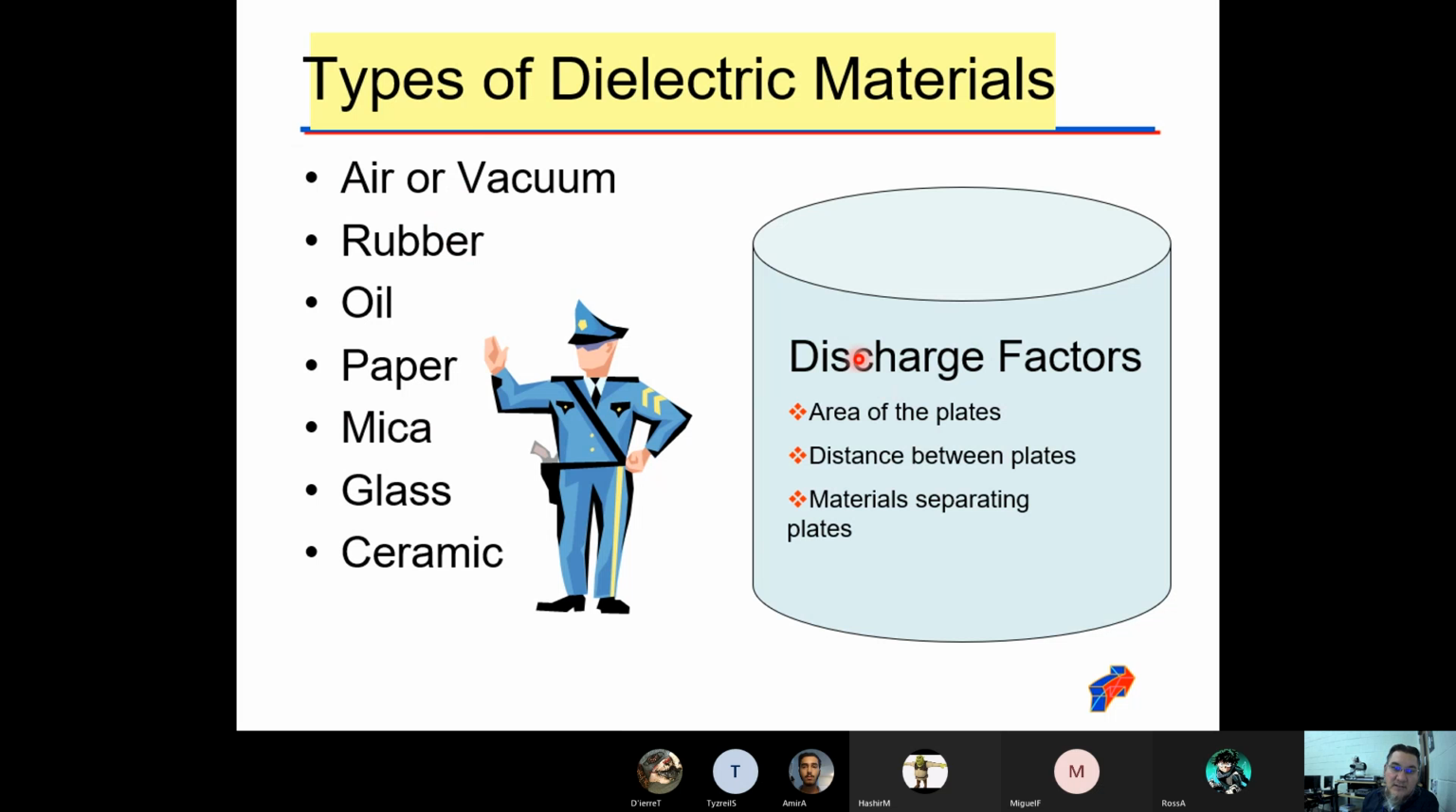Okay, some of the factors that change the discharge, or change how much charge it can handle: how much area of the plate you have that's holding the electrons, how much room is there; the distance between the plates, the farther the distance, the higher the voltage has to be; and what kind of material is separating those plates, so depending on what kind of dielectric you're using. Those are three different factors that can change how much capacitance your capacitor can handle.